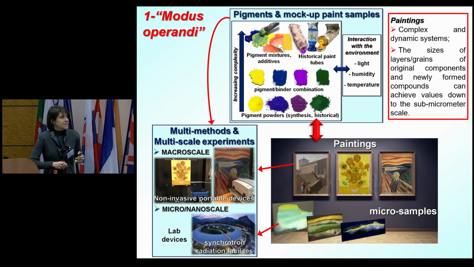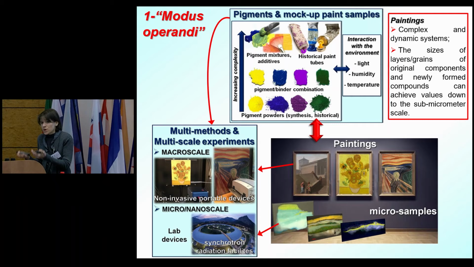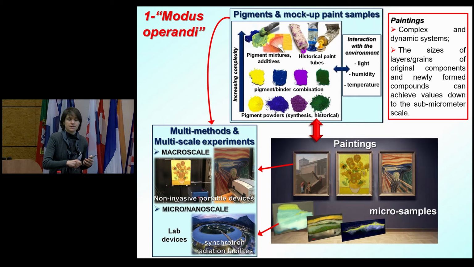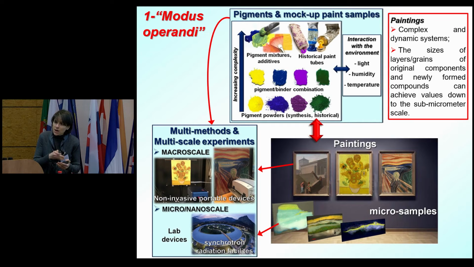By studying the paintings, we know the current state condition of the paintings, but we don't know their complete history. So, in order to understand the single steps which have led the paintings to their current condition, it's usually necessary to combine the study of original paintings with laboratory study, by analyzing pigment and mock-up samples that have a composition as similar as possible to the original paintings.